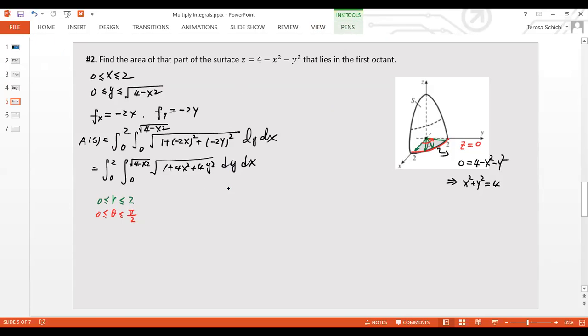Okay, so let's see here. So I know the polars here, right? So what is x here? x is equal to what? r cosine theta.